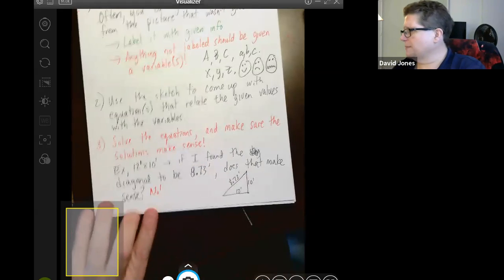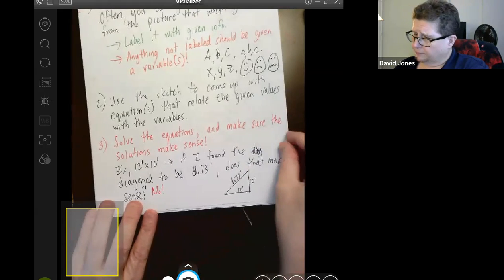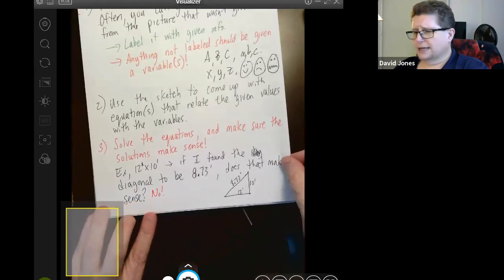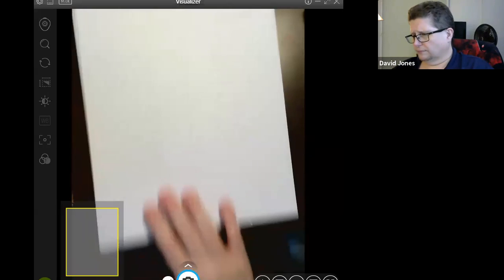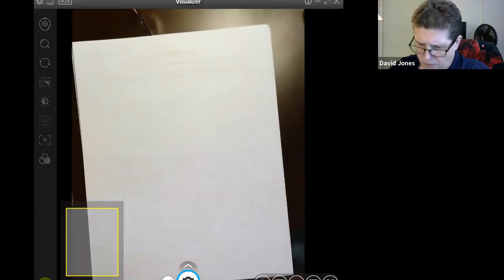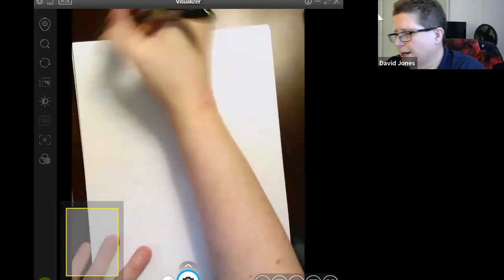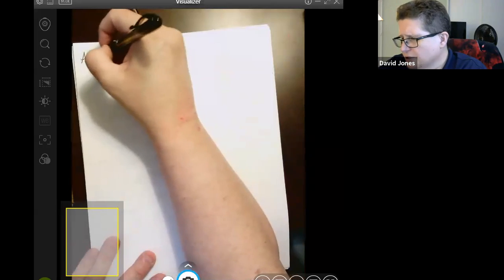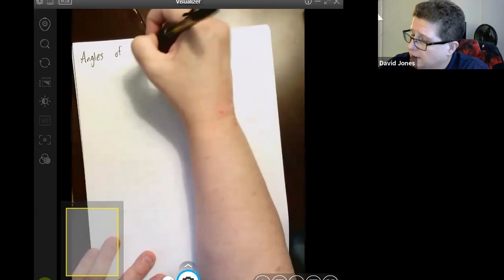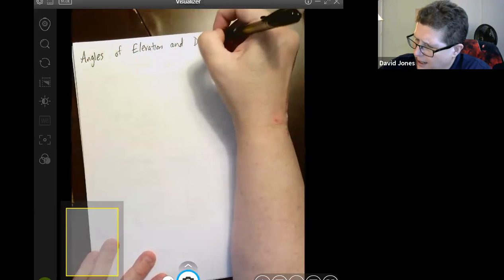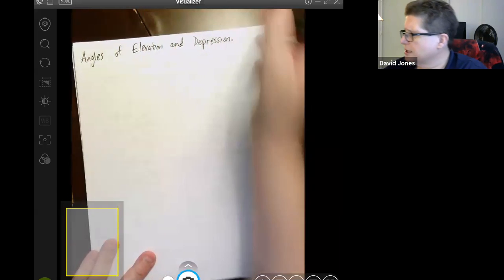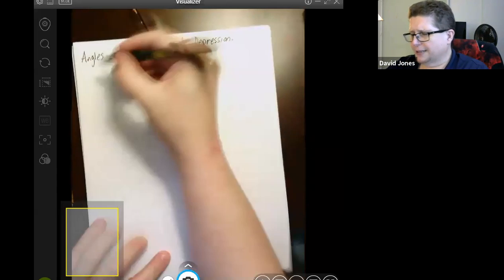So let's look at some more examples. Pause that, let you write it down if you need it. Okay, the following bit requires me to give you some more terminology. So let's tell you what angles of elevation and depression are. And this is not depression like I feel miserable depression. This is going up or down.